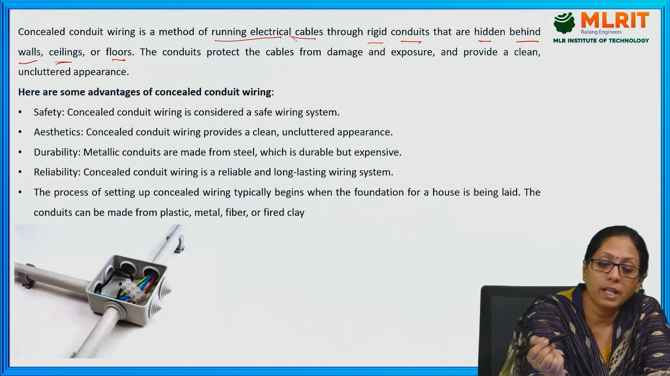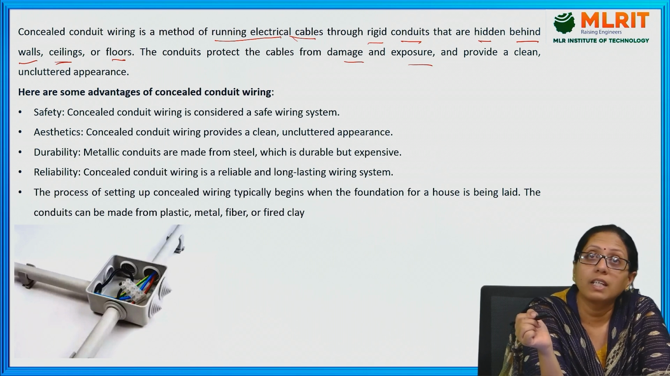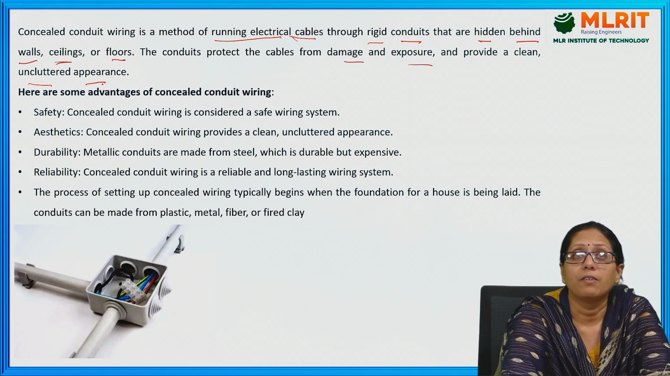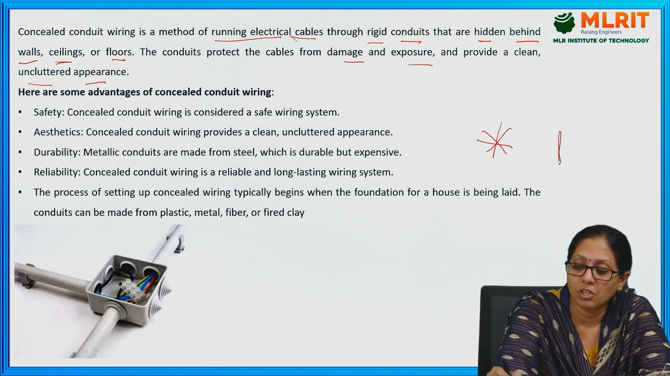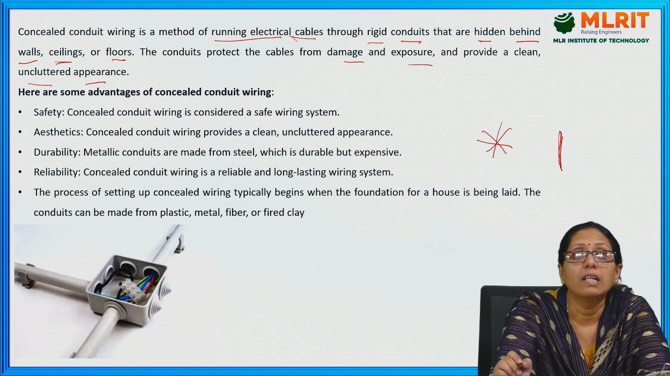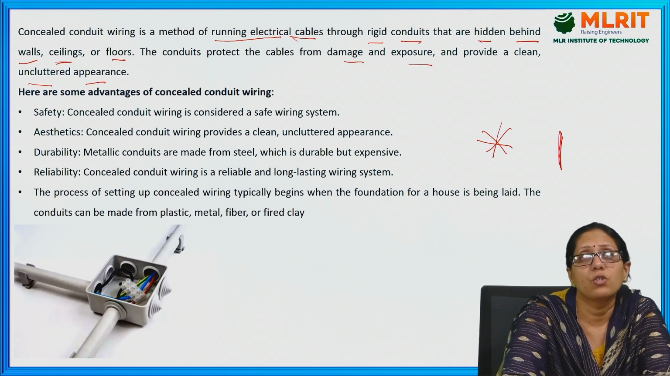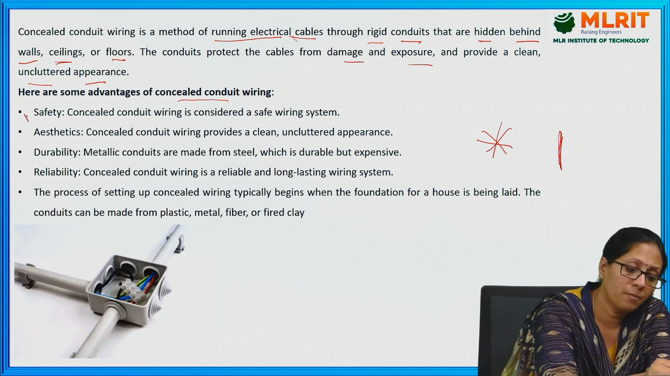The conduits protect the cables from damage and exposure and provide a clean and uncluttered appearance. Uncluttered appearance means there will be no overlapping or jumbling. So a clean, uncluttered appearance will be there. And here are some of the advantages of concealed conduit wiring. The first one is safety.